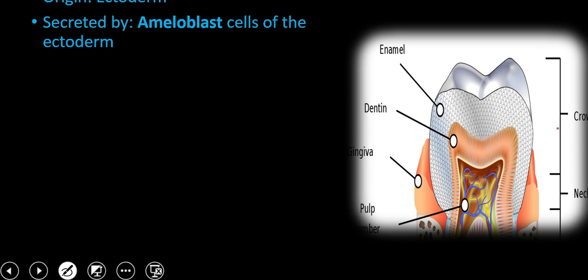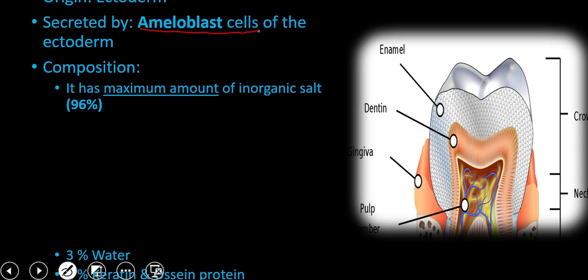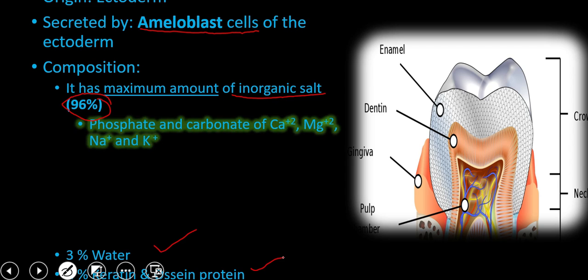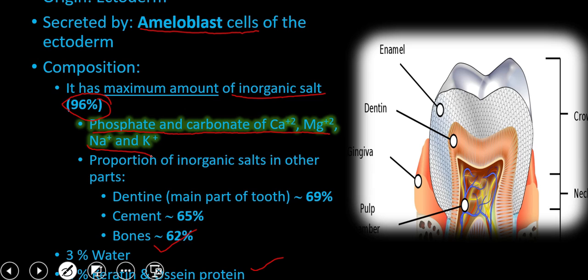Now first we will discuss the enamel. So enamel origin is ectoderm. It is originated from ectodermal layers, secreted by ameloblast cells. It has the maximum amount of inorganic salt. So why is it the hardest material? Because 96% salt is present, 3% water, and 1% keratin and organic protein. In inorganic salt, it has phosphate and carbonate of calcium, magnesium, sodium and potassium. So these are the major salts present in the enamel.